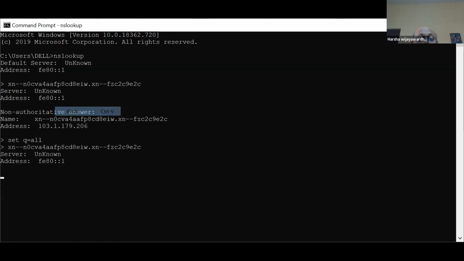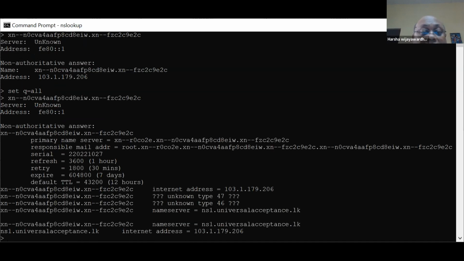There you are. So this is what I have entered into the DNS server. You can see the primary name server, root servers there. You can see there are unknown types, there's some issue there. I need to look at that. So you can see the name server. You can see all of that there. The A records also have been given. So this is how you have configured it with the Unicode, right.